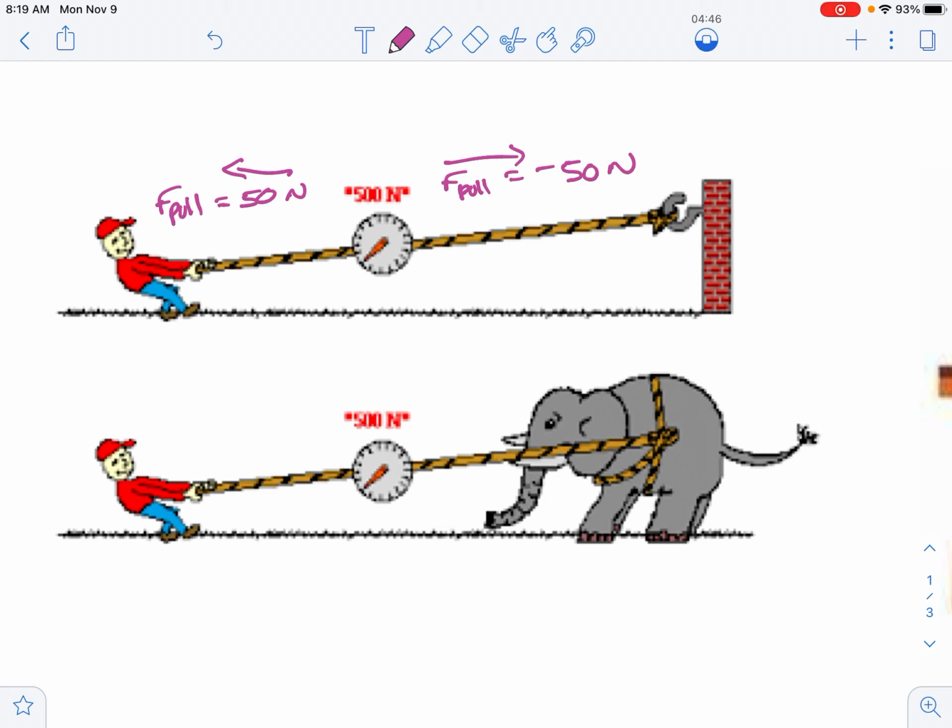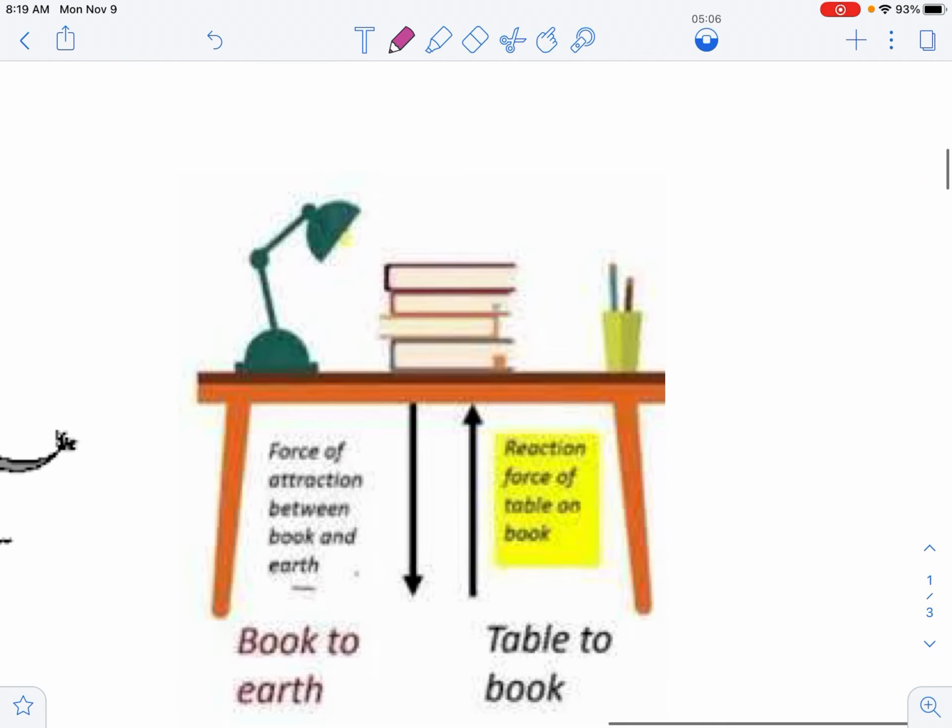What about if we don't attach it to a wall? What if we attach it to an elephant? Same thing, right? This pull is still 50 newtons to the left. This pull is still 50 newtons to the right. So we call it negative because we have to show that it's in the opposite direction. Okay, equal and opposite.